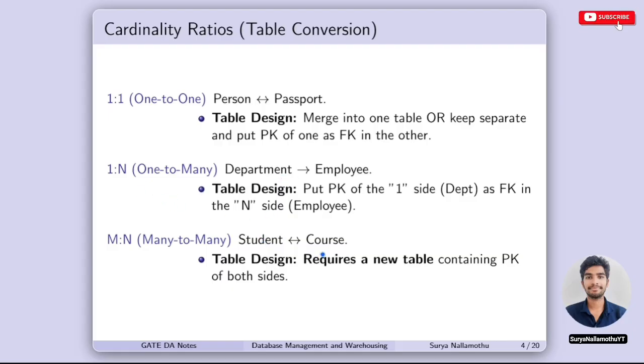Student and course: we have multiple students and multiple courses. That is why it is an m:n ratio. M:n means many to many.